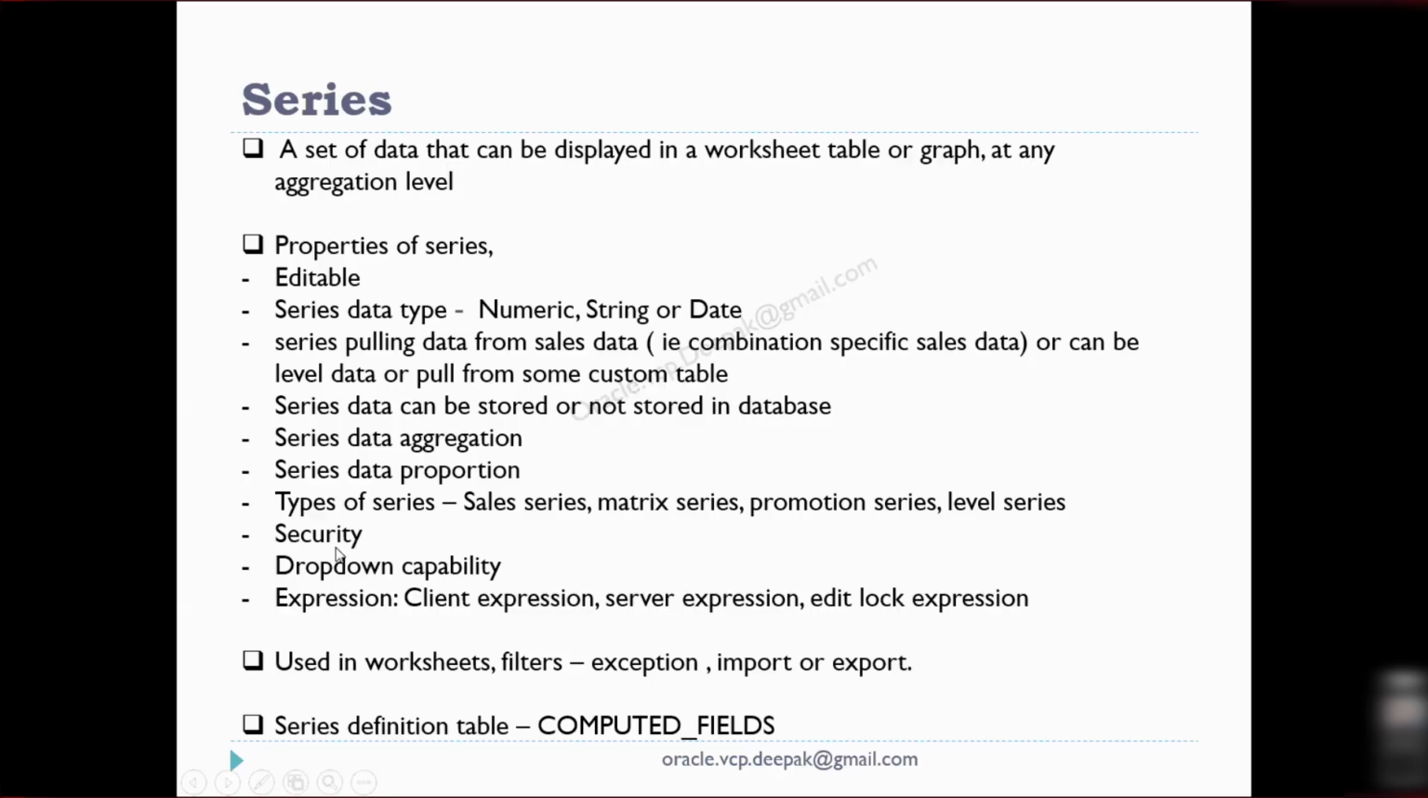Okay, and then I was talking about series security. Some series should not be shown to the demand planner, like profit margin. Otherwise, he will see that for each product this much profit is gained by the company, and he will manipulate that data further. Just to avoid that, you can put the restriction that this series should not be shown to user A, whereas this series should be shown only to the higher or top management.